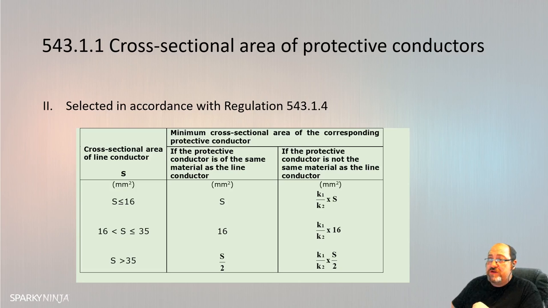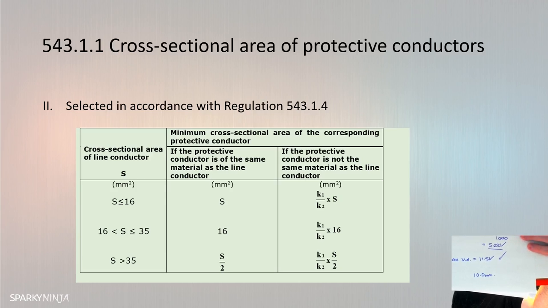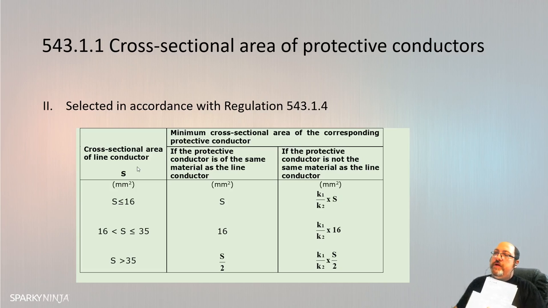So we have the first column, cross-sectional area of the line conductor, known as S. So in this example that we've done, S is 10 mil. That was our S. So this says, if our line conductor, S, is less than or equal to 16 mil, then the minimum cross-sectional area of the corresponding protective conductor, if it's of the same material as the line conductor, which is copper, shall be S. That means if I have a 10 mil, my protective conductor should be 10 mil.